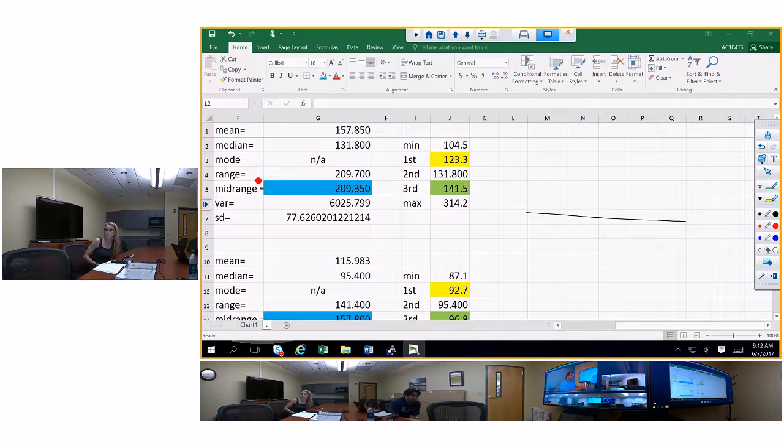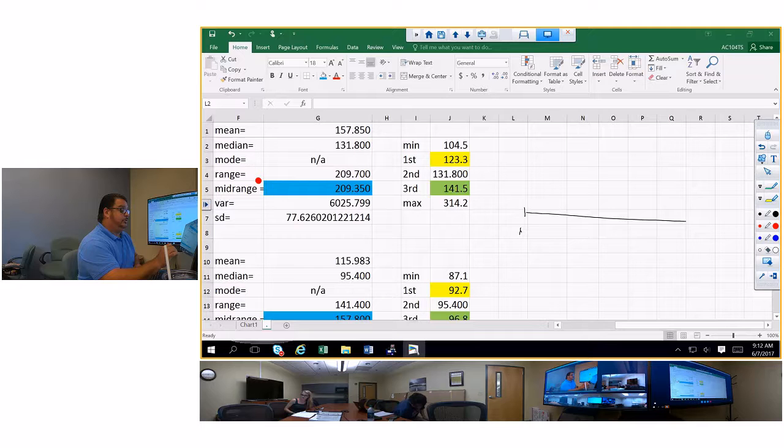There's the number line. And 105 goes here, or 104. You can put whatever you want to. It's not rocket science, you can put a whole number. And 314 or 315 right here. It doesn't matter. I'm going to put 315, make easier math.